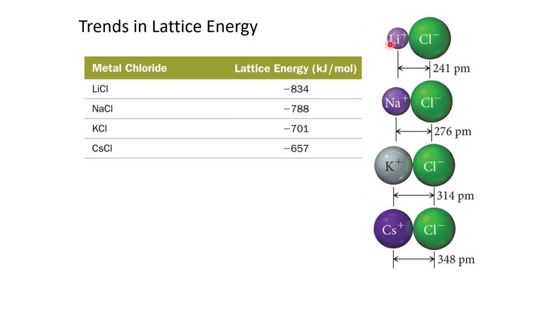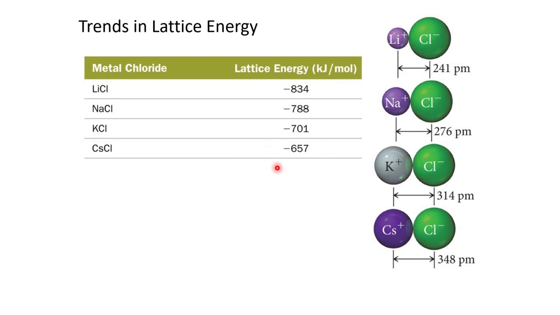So two smaller ions are able to be closer to each other. And remember, with Coulomb's law, they have to be the right distance apart to have that attraction. Since lithium is smaller, it's able to be closer to chloride. It has a smaller distance, and that causes this higher lattice energy than cesium, which is much larger. These two have a greater distance, and so the lattice energy is closer to zero.